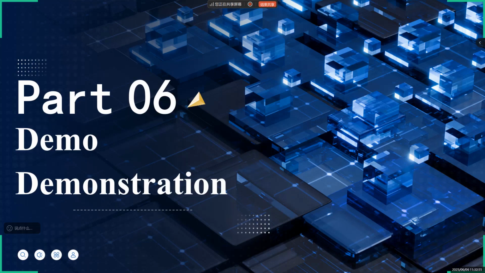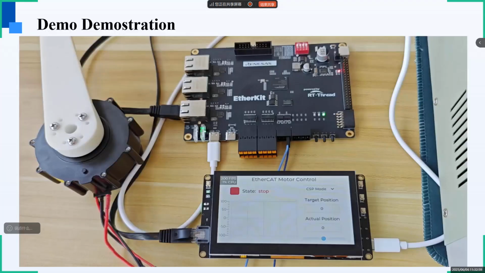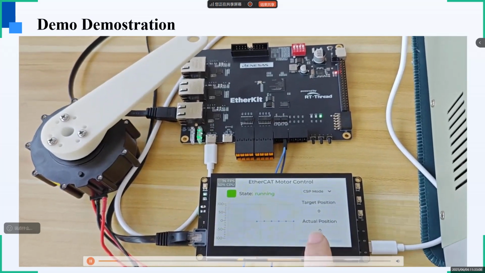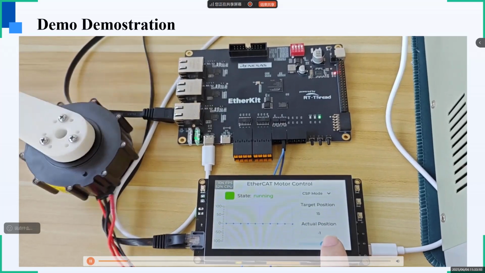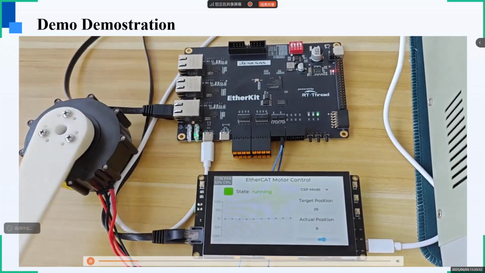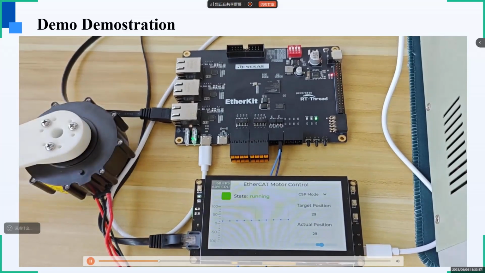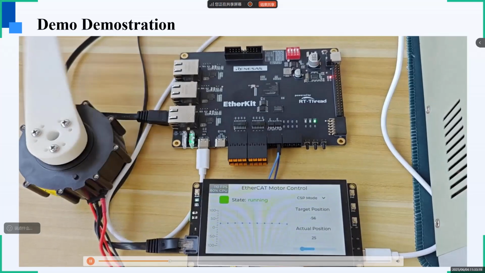The last part is a demo of the EtherCAT slave in action. Please click the switch to connect. Then, click the slider to set the motor's target position. Then, the motor rotates to the corresponding target position.